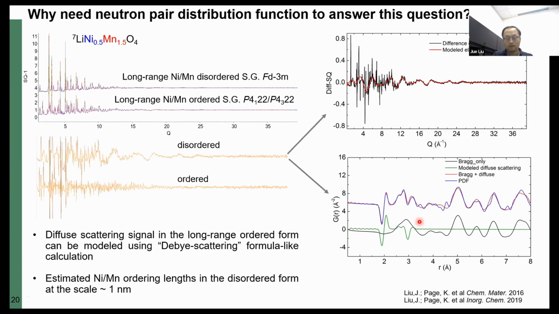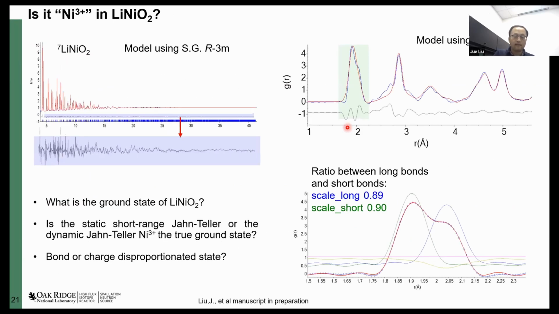That gives you a sense. First, the nickel and the manganese are indeed ordered on a short-range length scale, and we can also estimate the short-range ordering length to be about 1 nanometer. So this technique is critical for understanding the problem that I proposed. Although I don't have time to fully discuss the problem, I want to give you some hints, and that is indeed embedded in the understanding we have for this type of system.